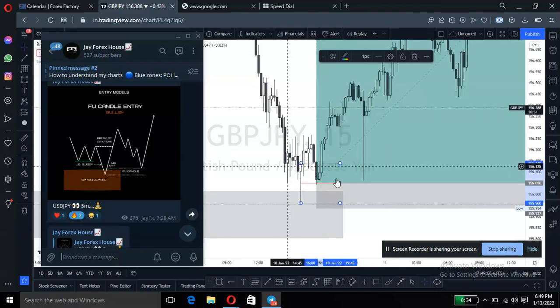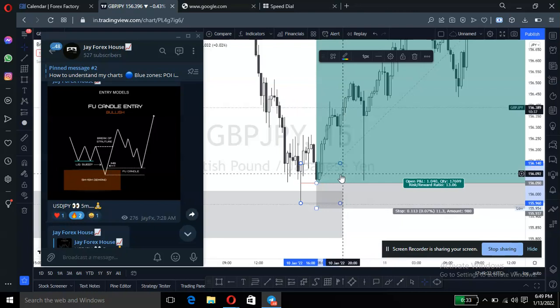All right, they mitigated off this 4-hour zone, and then they created this break of structure here, which you could see the pattern. They created liquidity, took out liquidity here, which is what you're seeing here, and then the break of structure to the upside. All right, it's a clean entry. It's a clean trade. It's a clean way for you to get a nice entry.